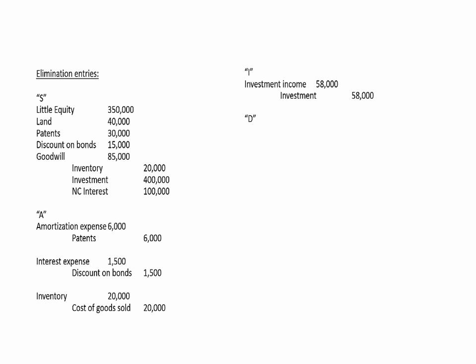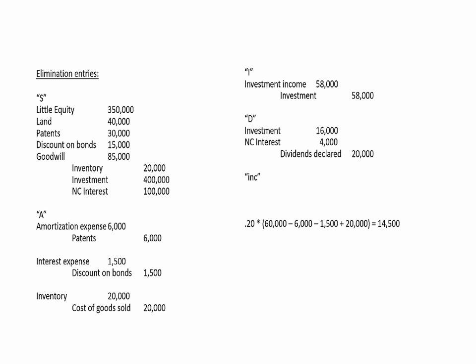D for dividends. We eliminate the subsidiary's dividends declared, splitting that 80-20 between the investment and the non-controlling interest. And then lastly, Inc for the income to the non-controlling interest. And again, the non-controlling shareholders are going to get their share, 20%, of the subsidiary's adjusted/reported earnings.